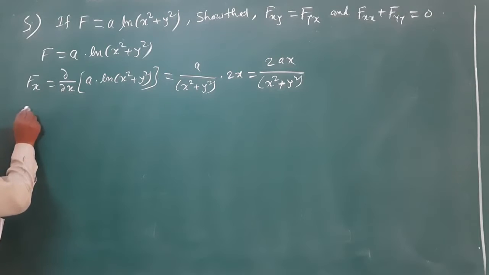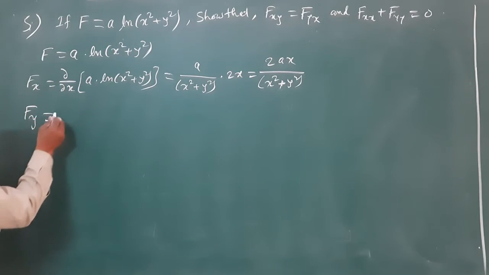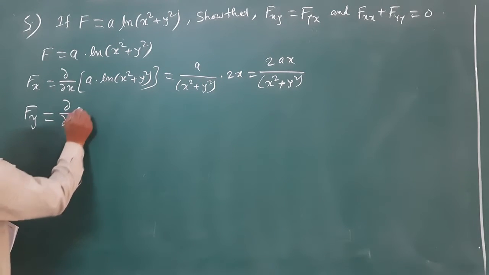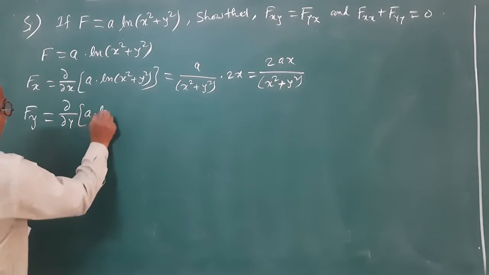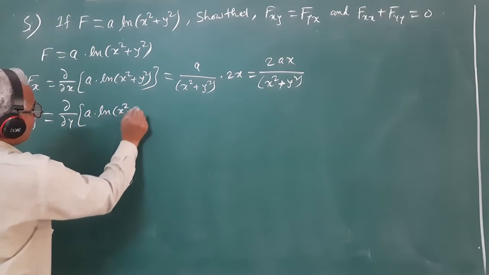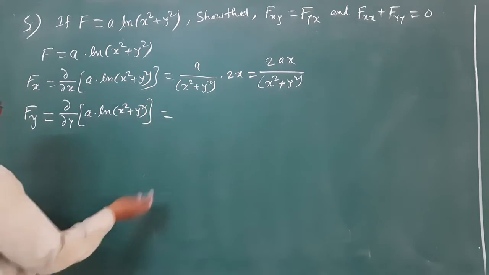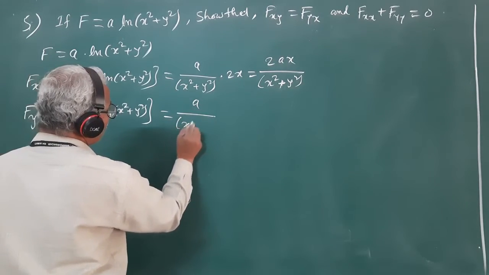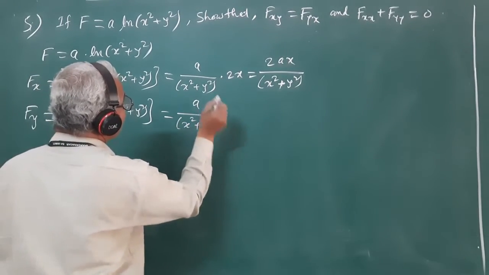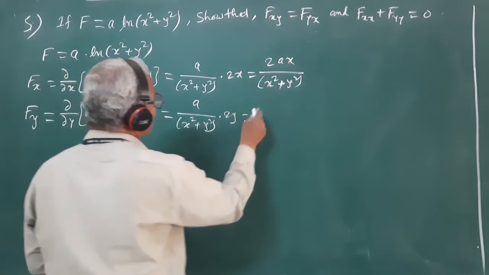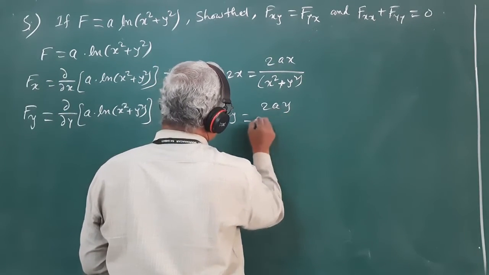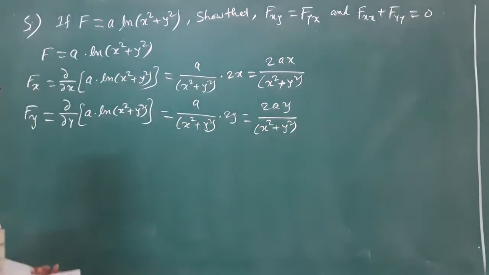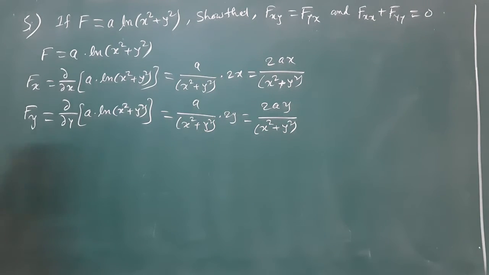Similarly, we can differentiate f partially with respect to y. So we get fy equal to dou by dou y of a ln of x square plus y square. So again that differentiation with respect to y will be a upon x square plus y square into 2y, or that is nothing but twice ay divided by x square plus y square. So these are the expressions for fx and fy.